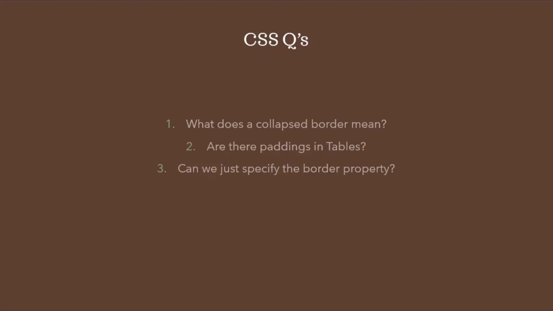So here are the CSS questions, and let's go through the questions. So for number 1, what does a collapsed border mean? Number 2, are there paddings in tables? And number 3, can we just specify the border property? So I'll give you a few seconds.